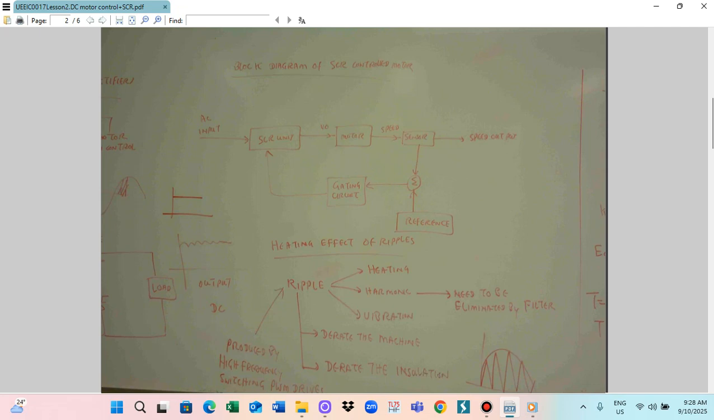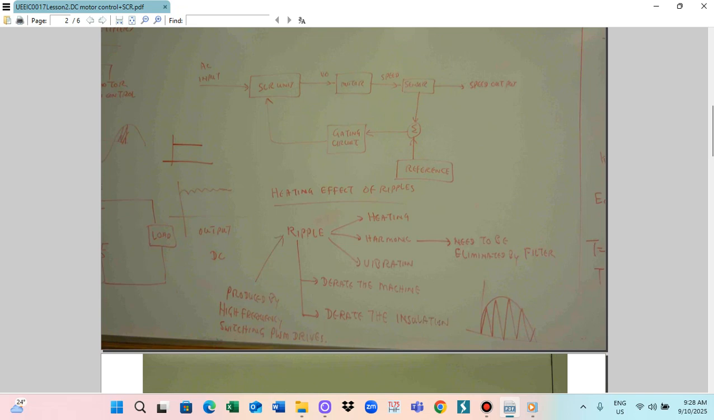So this one is not constant, because of the waveform we use. This is what we call ripple. So those ripples create a heating effect. So ripple can produce heating, harmonics, and vibration. So the ripples damage the machine and the insulation.